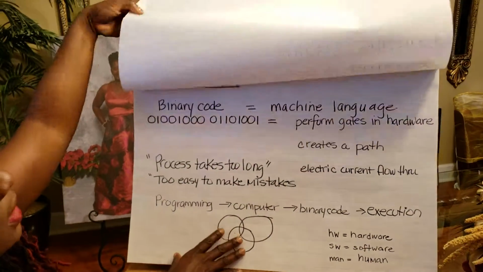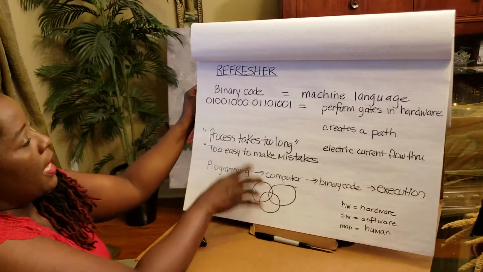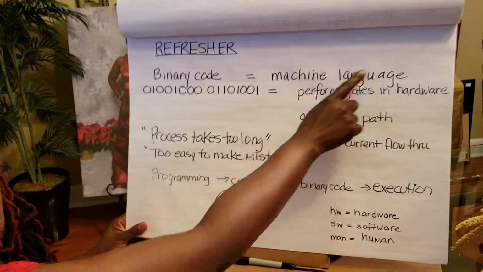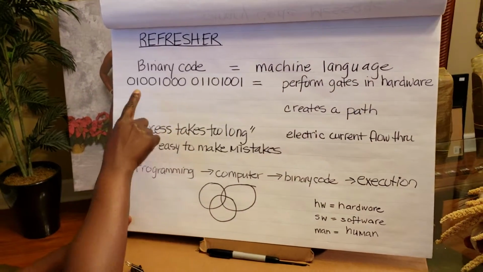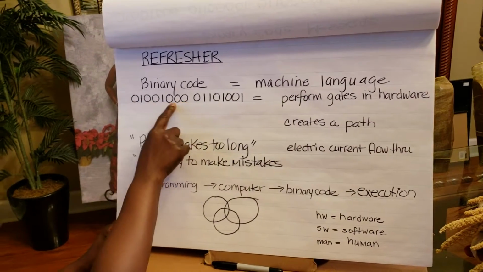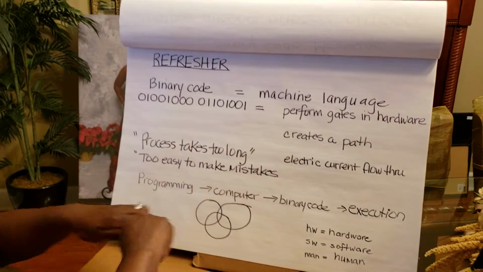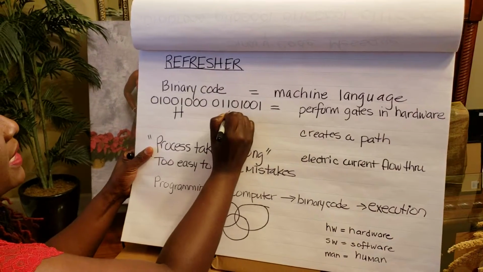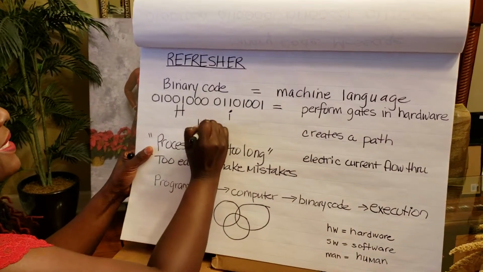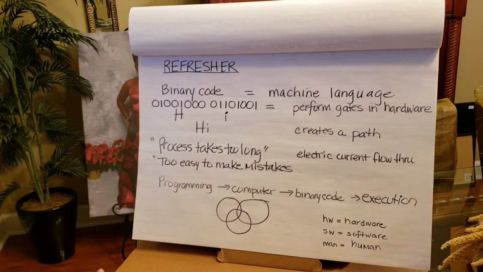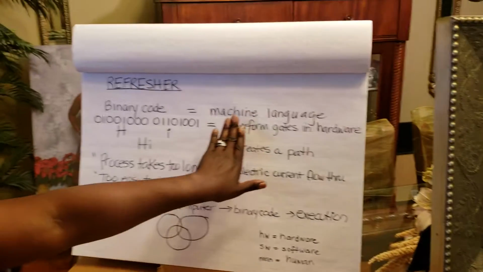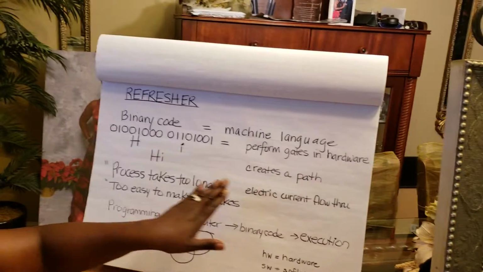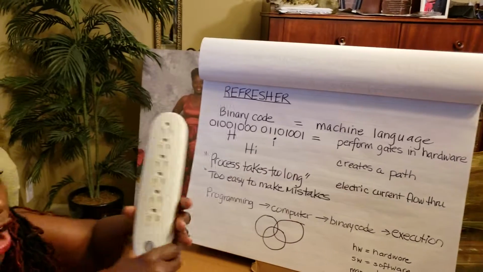Well, today we're going to go back and look at binary code and know that binary code is equal to machine code, okay? So that's like taking these 8 bits here. This 8-bit represents the capital letter H. This represents the lowercase letter I. So what I'm saying is, hi, I'm back. Hi, how you doing? Okay, and so machine code, what it does is it performs gates in the hardware by creating these on and off patterns.